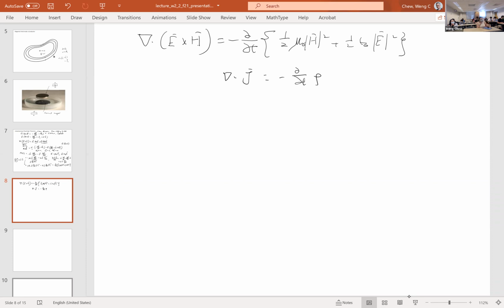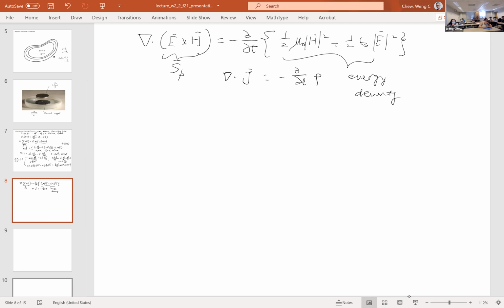Right-hand side is a change of something. That must be energy density. So you can think of this as energy density, and this is the Poynting vector, which has the meaning of power flow. And this is the energy density. And you can convince yourself that there's energy density by going through the unit check or dimensionality check.